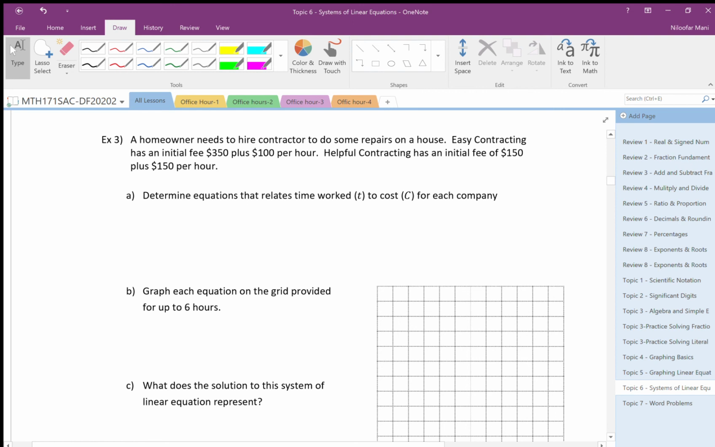Okay, so we have two companies and we are comparing them. One of them, at the beginning I have to pay 350, and per hour I have to pay $100. For the other one, at the beginning I have to pay less, but per hour I have to pay more. So I have to see for how many hours one contracting company is beneficial, or for how many hours the other is beneficial, or for how many hours they both are the same.